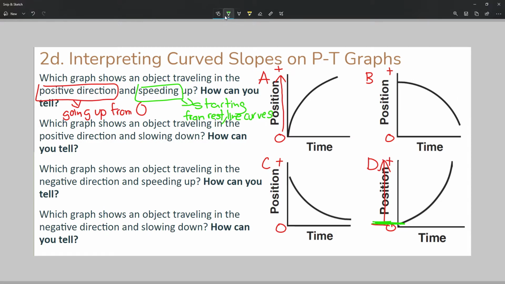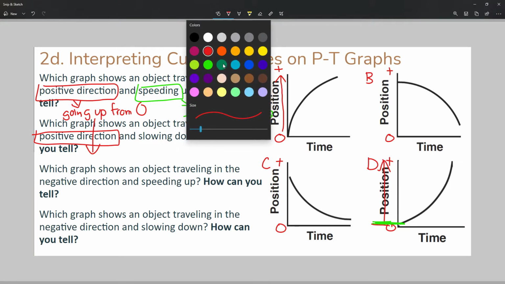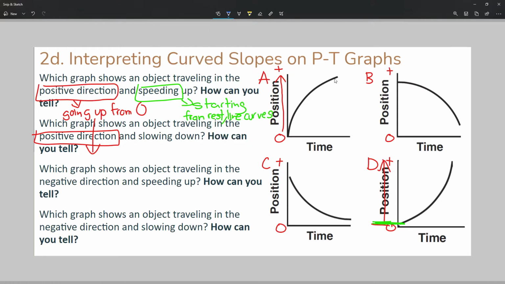Now let's do the next question. Which object is traveling in the positive direction and slowing down? We already know why it's the positive direction. But which one shows you slowing down? This one shows you slowing down because it's coming to rest. So you're coming to rest here. That's how we can tell. Coming to rest, the line is curving.